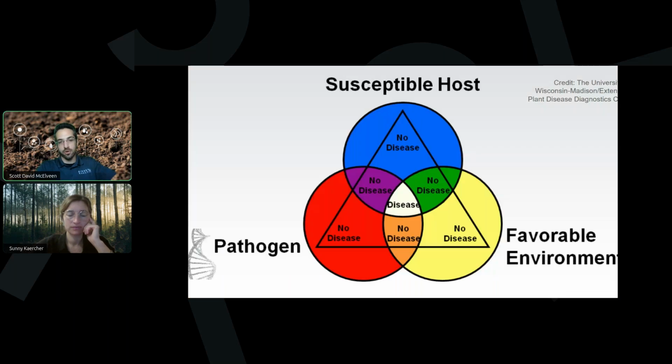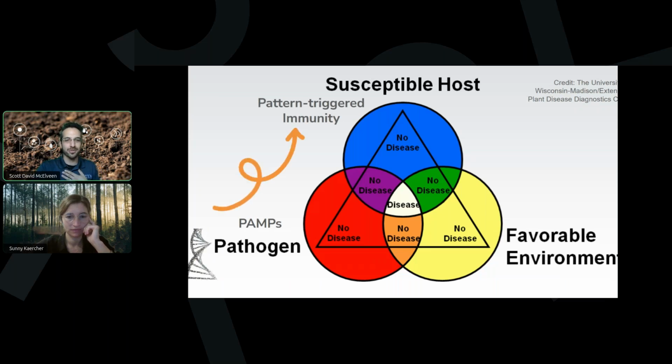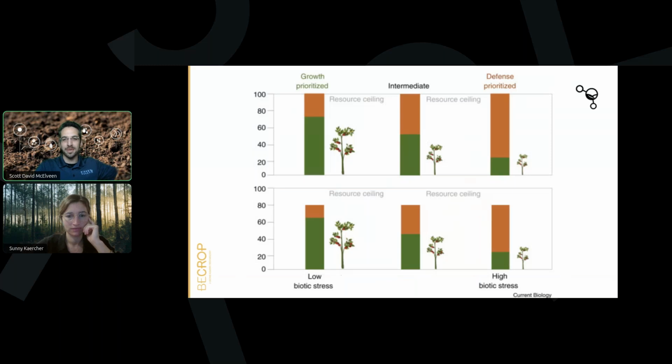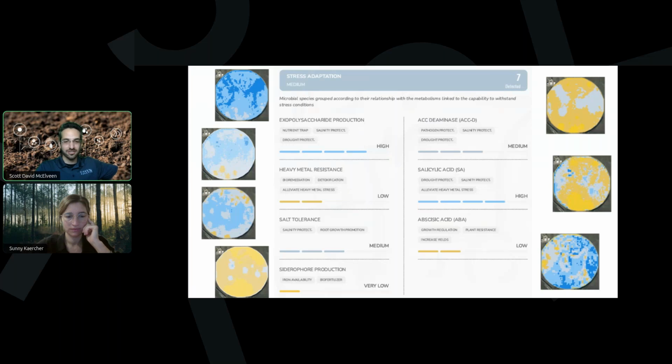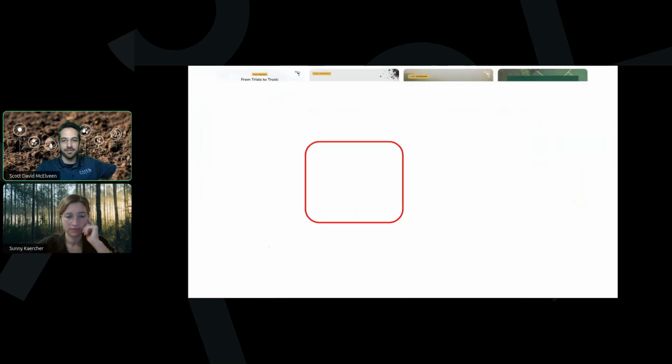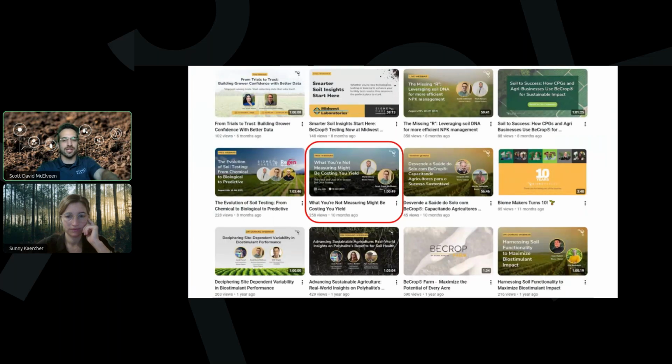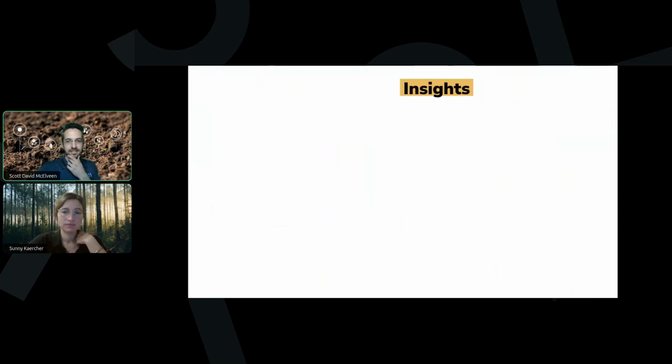For more on this, if you want information about pathogen-associated molecular patterns and pattern-triggered immunity, growth defense trade-offs, or the stress metrics in greater depth, I recommend a webinar from last year. You can find it on our YouTube channel. What you're not measuring might be costing you yield. We go into much greater depth on this topic in some different facets than we did today.